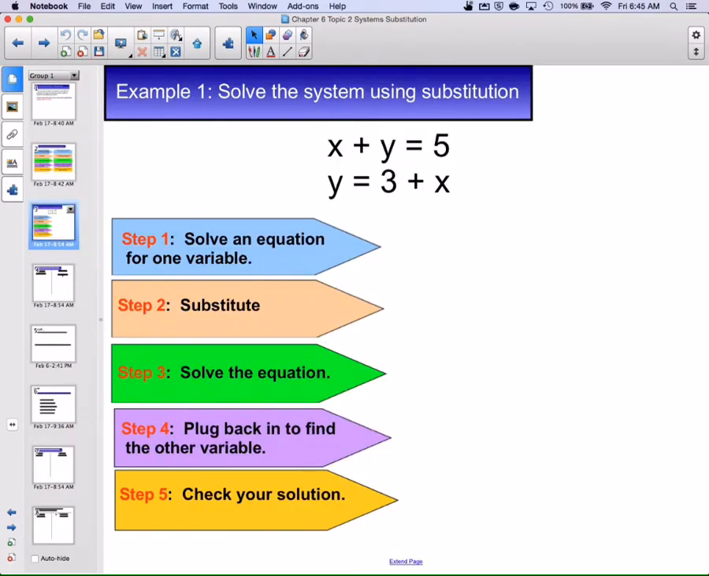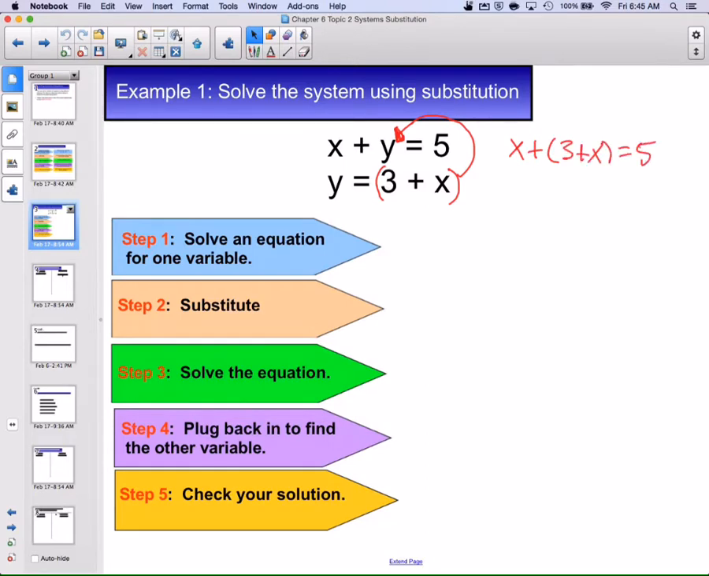Okay, so here's an example. Solve the system using substitution. As you can see, I've identified the one on the bottom here as y equals 3 plus x. So that's kind of by itself, and we've already checked off step one. We already have an equation solved for one variable. So I'm going to take y equals 3 plus x and put it in parentheses. It's a good idea to think of y as this whole thing, 3 plus x, and substitute it in for y. Where I see y in the first equation, I'm going to replace that y with 3 plus x. So it's going to look something like this: x plus parentheses 3 plus x equals 5.